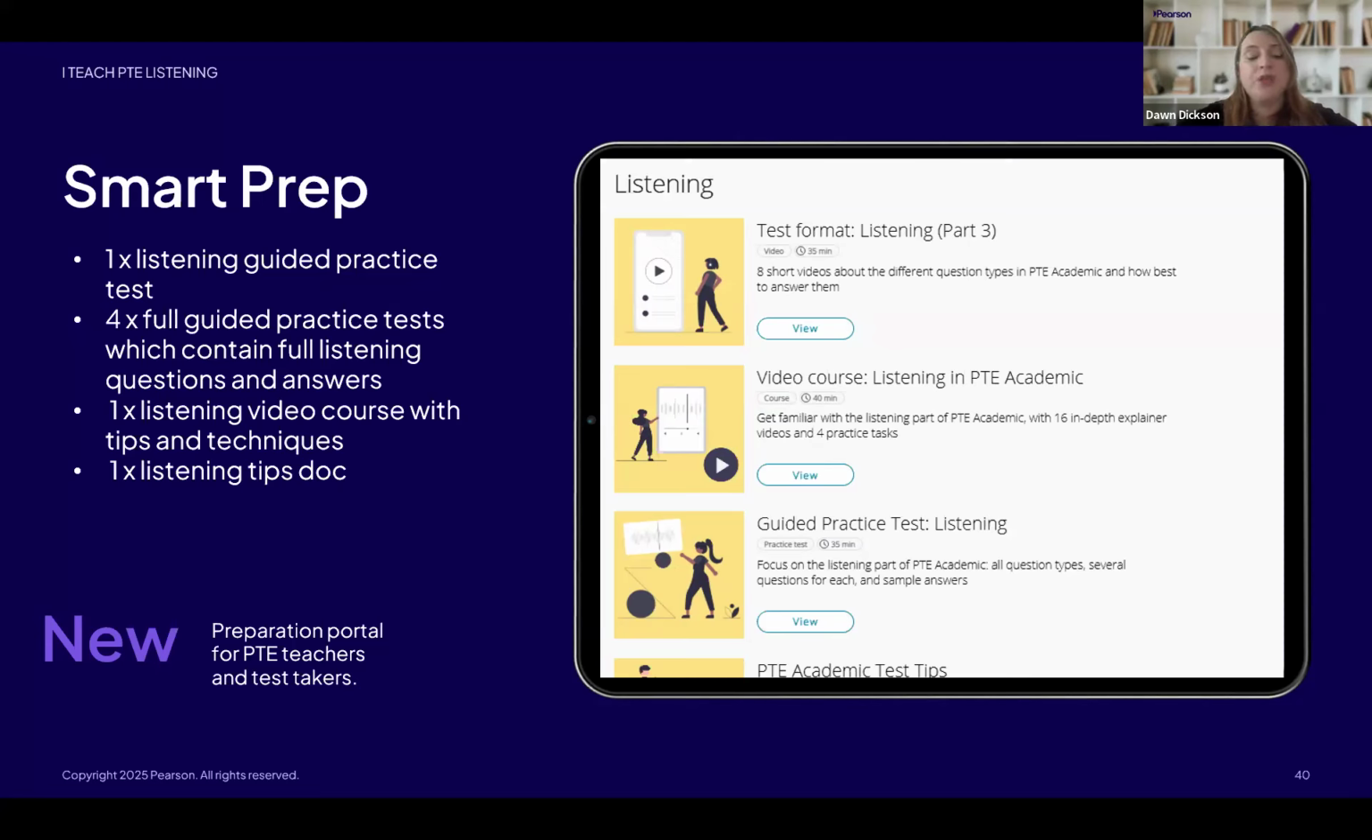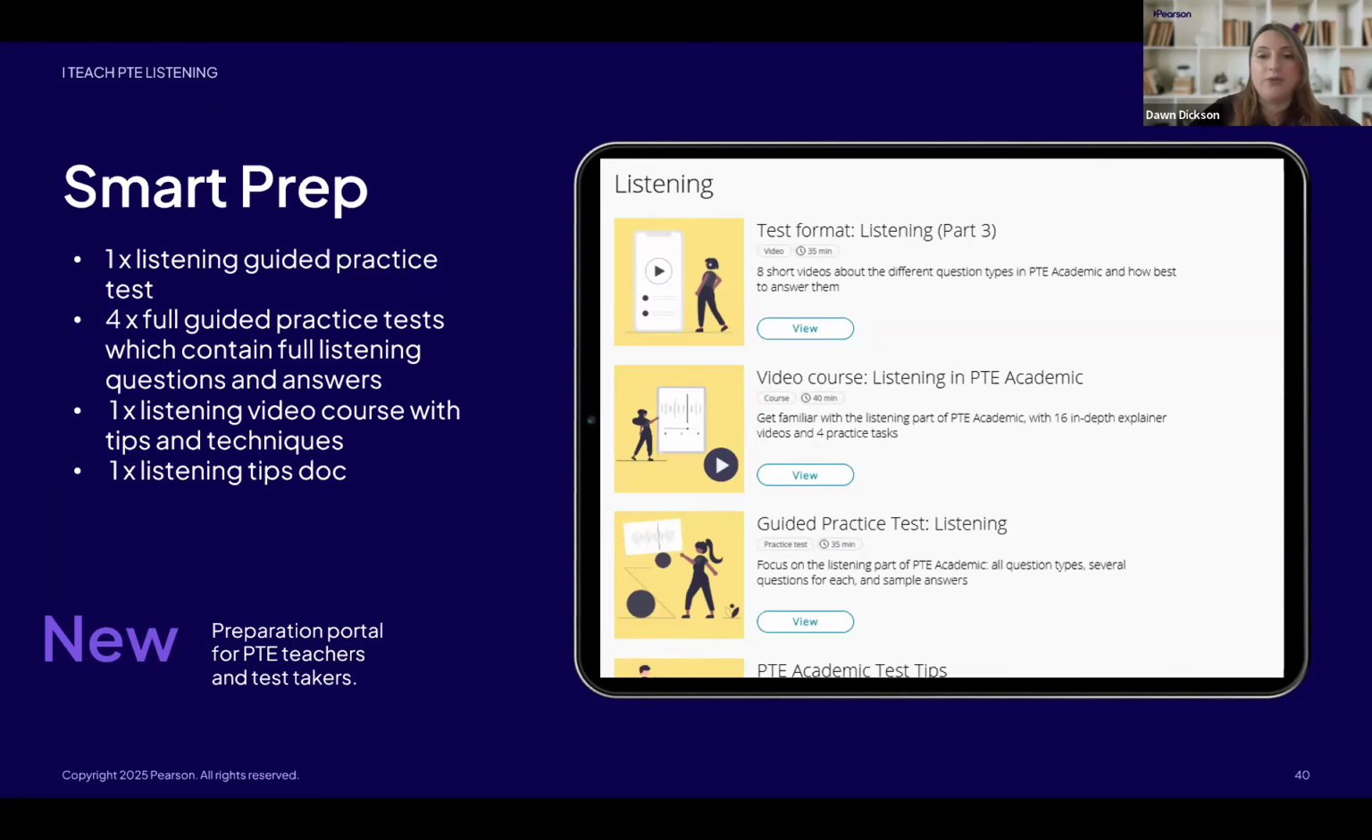So it's a preparation portal, specially designed for PTE teachers and also test takers as well. So it's not just exclusively for the trainers. Students can also use this portal. What kind of things will you find on this portal? For example, there is a listening guided practice test on there. There are four full guided practice tests which contain full listening questions and answers. There is a listening video course with tips and techniques, and there's also a listening tips document in there as well. So plenty of resources that you can dip into and your learners can dip into, depending on their needs and the time they have available, giving them more exposure to the test and how the test works, to make them feel better prepared.